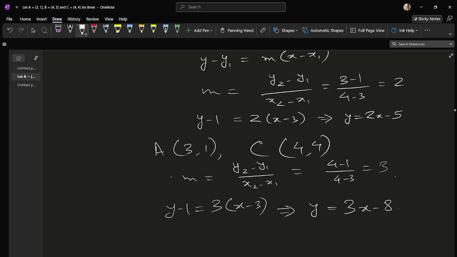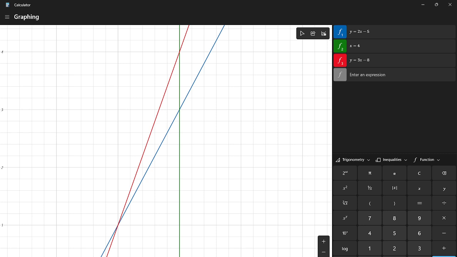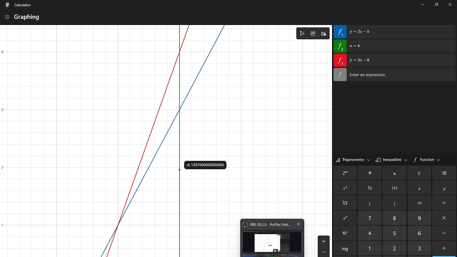So how will our ABC look? Our y equals 2x minus 5 is the blue line here, and this point is (4, 3). Our green line is x equals 4, which is here, so this is our (4, 3), and that will be (4, 4). Our (3, 1) is here, and our (4, 4) is here. Our red line is y equals 3x minus 8. Then we get this, which is our triangle ABC.